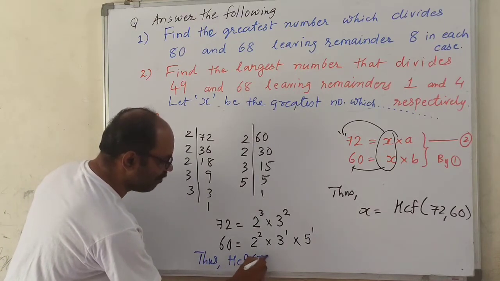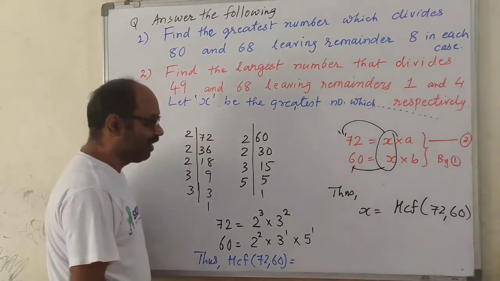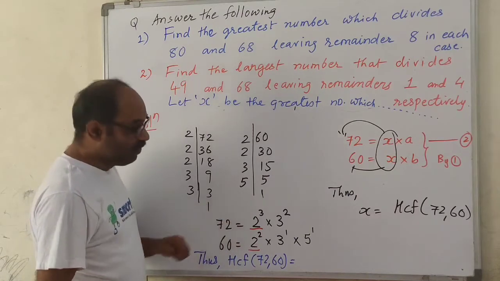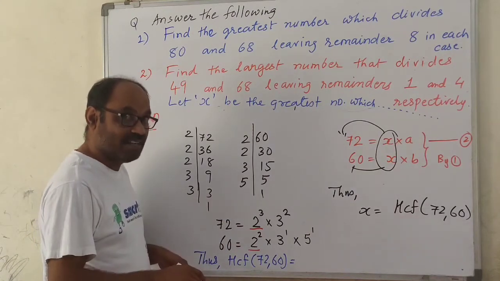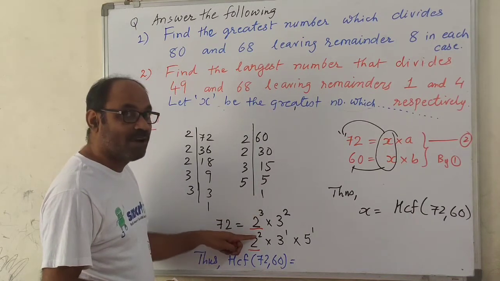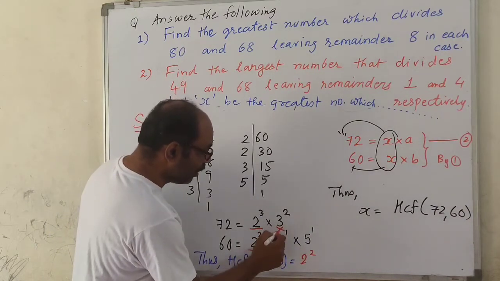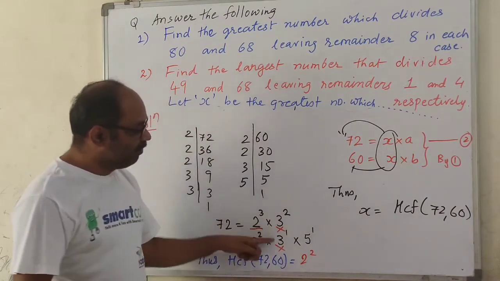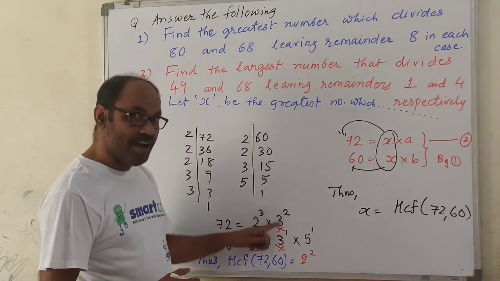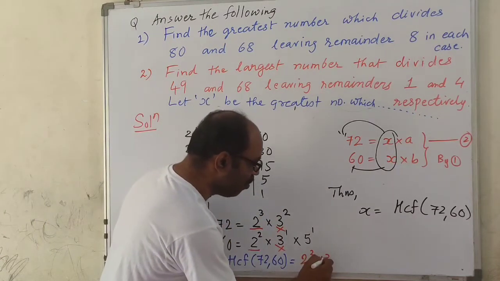HCF of 72 and 60 is equal to, recall the prime factorization method, power with same base 2. Which power is having the lower index? That is, we take the lower index for HCF. Is it 3 or 2? Smaller index is 2. So 2 square. Well, here 3 is also common. Power with base 3. Which is the power with the smaller index? Is it 1 or 2? 1. So 3 raised to 1.